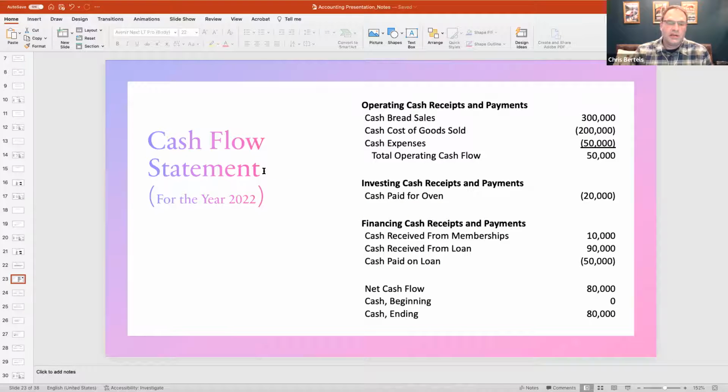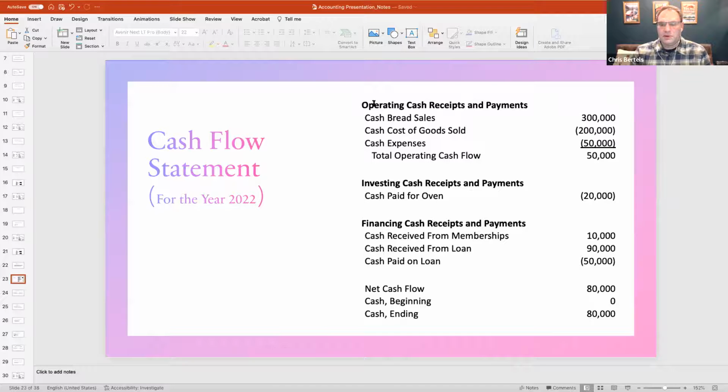Okay, so we have skipped the cash flow statement. The cash flow statement is going to be impacted after every single transaction, but in the interest of time, we're just looking at it at the end of the year basically. And this cash flow statement is for the whole year 2022. So it is not as of a specific date, it's for a period of time. In this instance, the whole year.